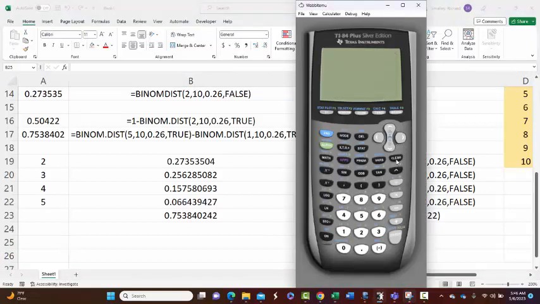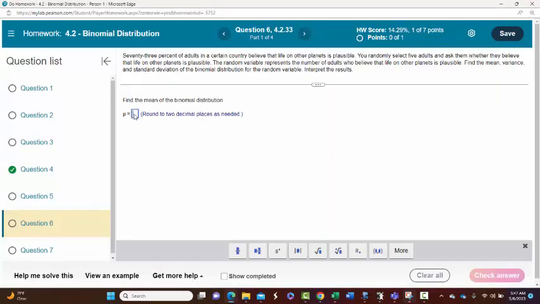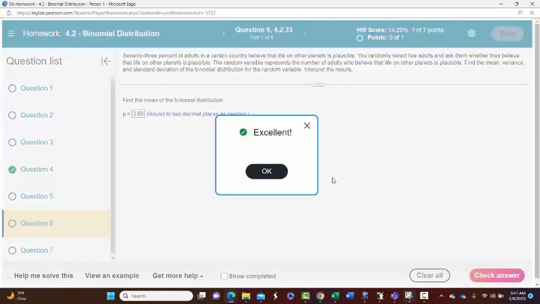In other words, this one I'm just doing n times p. So it's 5, and the same thing you do in the calculator. In Excel, you would just do equal, 5 times 0.73. So let's see if 3.65 is correct. Ta-da!